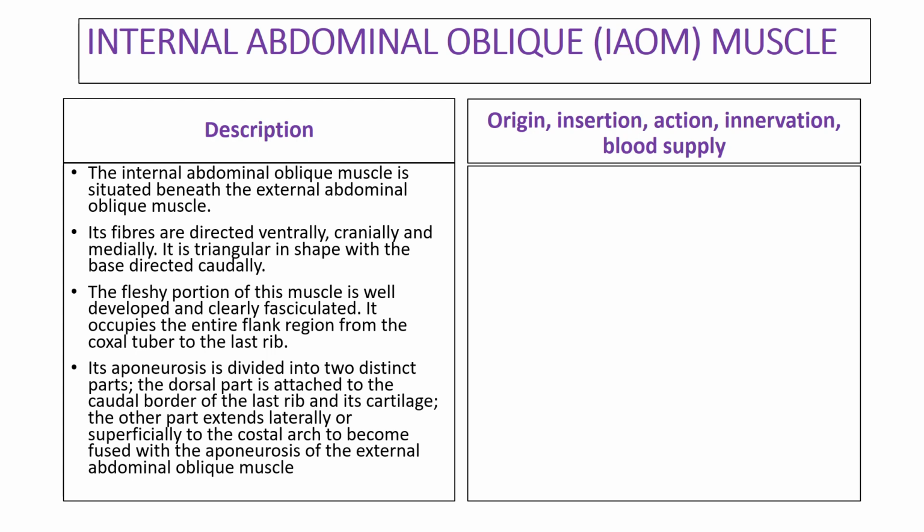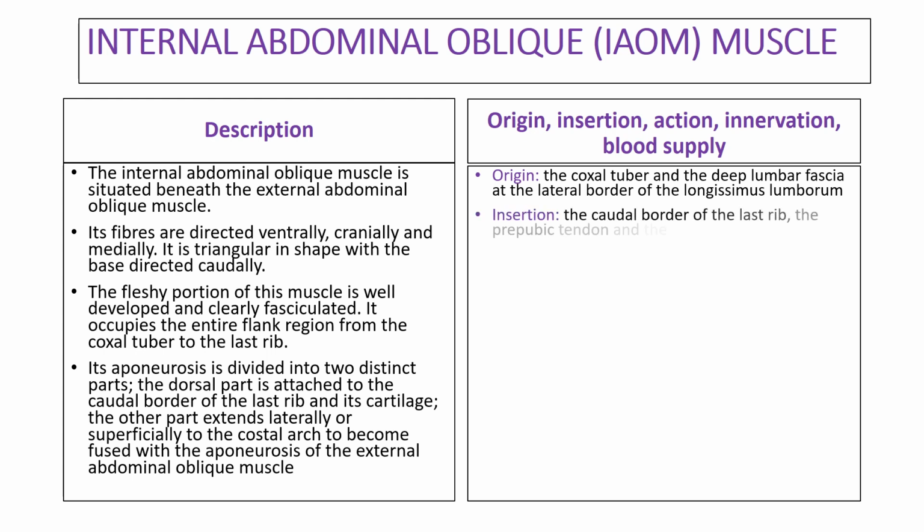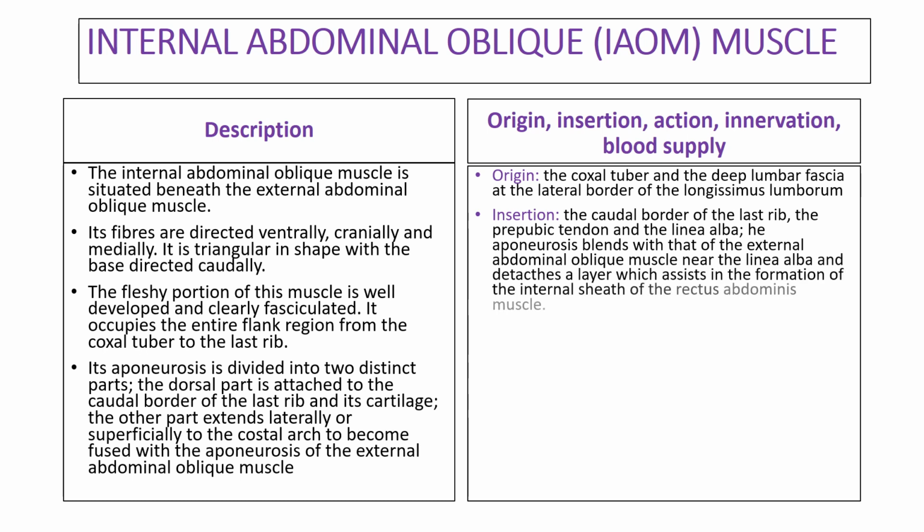Now, in terms of its origin, insertion, action, innervation, and blood supply, the muscle originates from the coxotuber and the deep lumbar fascia at the lateral border of the longissimus lumborum. It inserts on the caudal border of the last rib. It also inserts on the prepubic tendon and the linea alba.